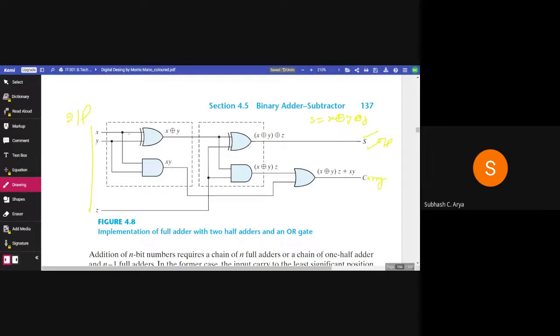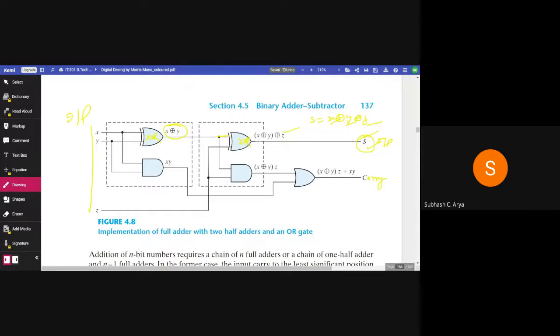Now sum is exclusive OR of X, Y, and then Z. So exclusive OR of X, Y we can implement with the help of this XOR gate. And then exclusive OR of X, Y becomes the input of another XOR gate, which gives the output of exclusive OR of X, Y, and Z.